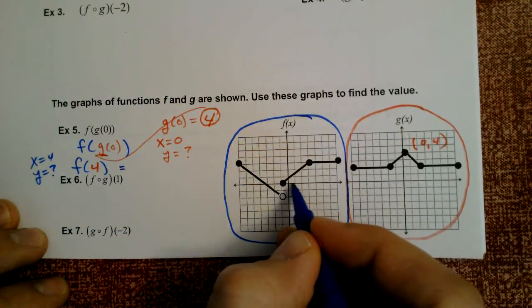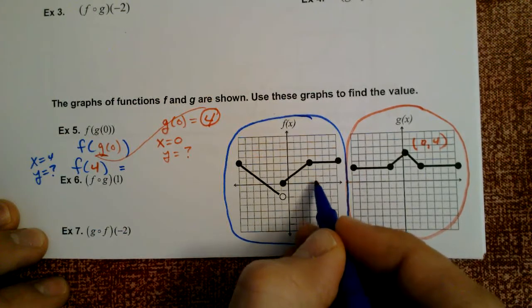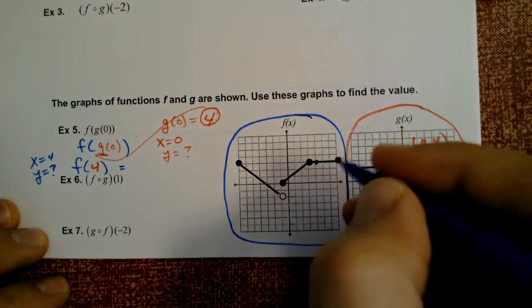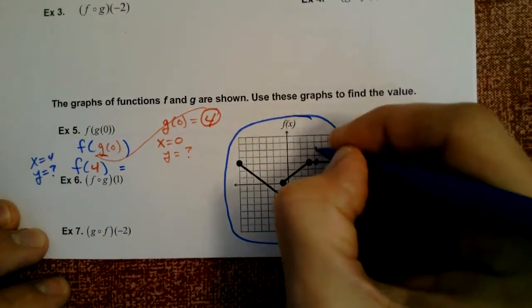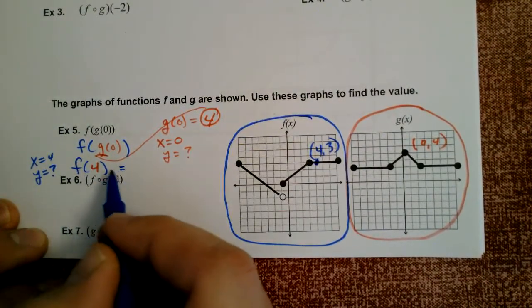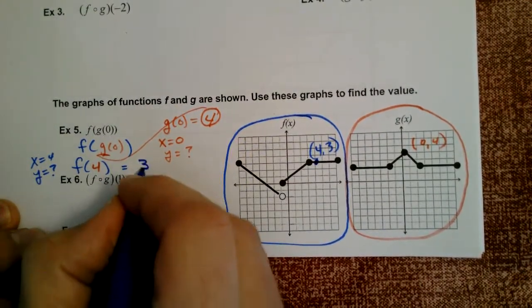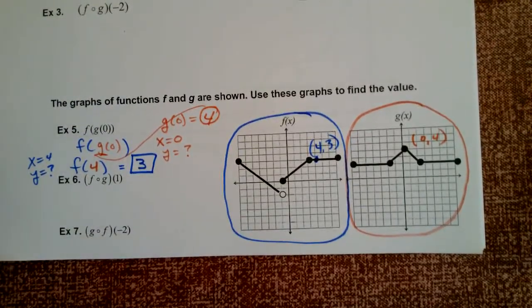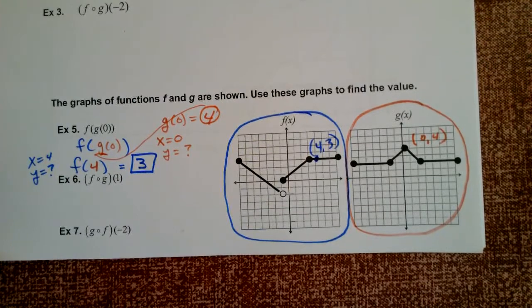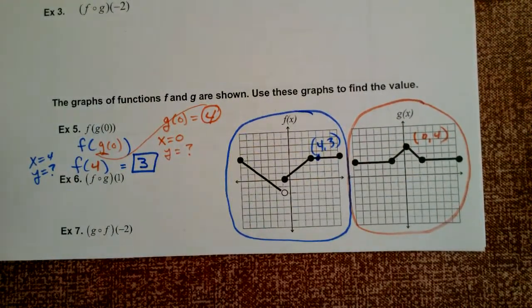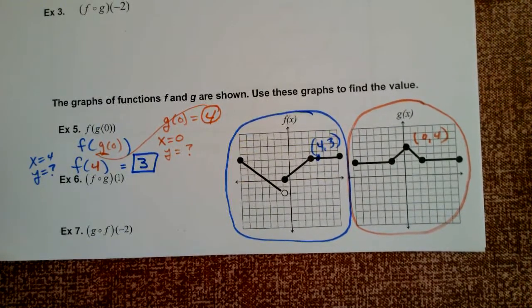So I count over 1, 2, 3, 4, and then up 1, 2, 3. That's the dot that I'm looking at. That's 4, 3. They give me the x value, they want the y value. The y value is 3. So final answer, what's f of g of 0? Looking at these two graphs, I should get 3 for my final answer.